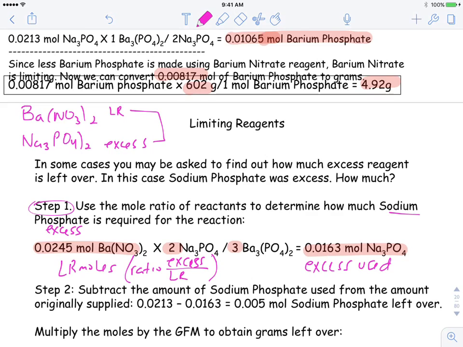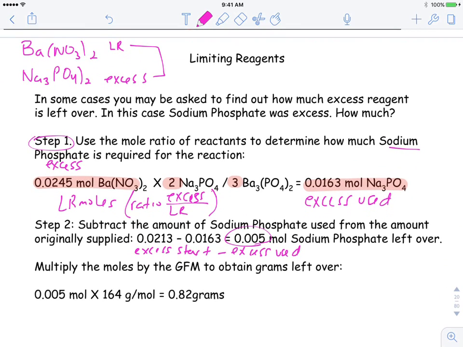Once we know the excess moles used, we can subtract that from how much we had, and you should get a positive number. So this is how much excess we started with, and then we subtract the excess that we used. That will give us the excess left over, and then we can multiply it by the gram formula mass of that reactant to get the grams left over. If you subtract and get a negative number, then you know you did something wrong.